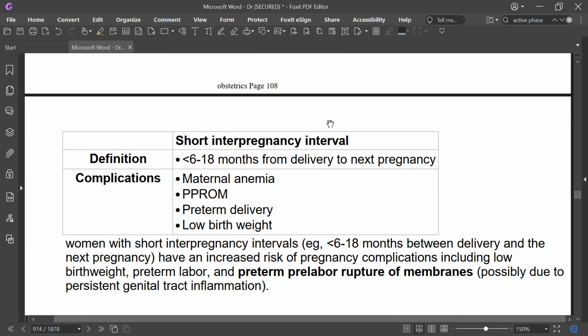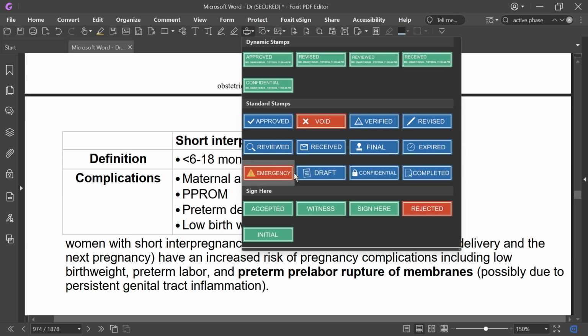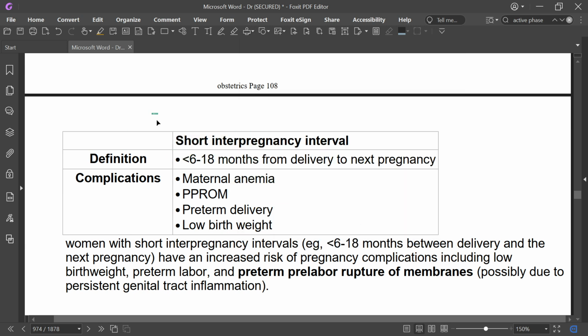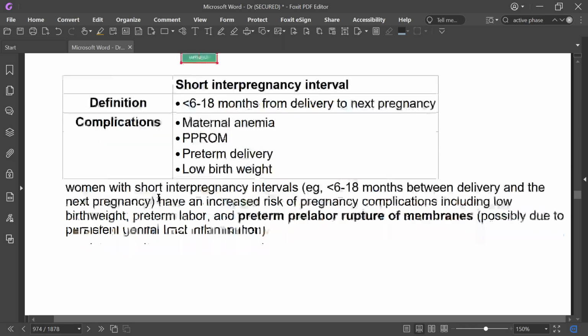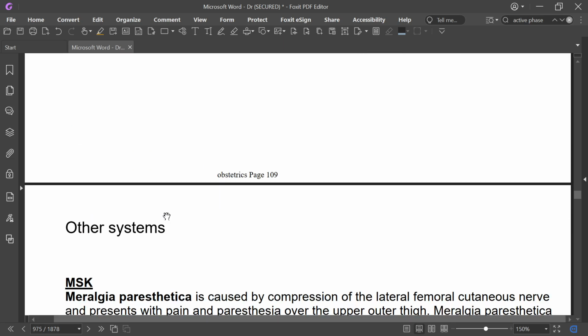Short interpregnancy interval, less than 6 to 18 months from delivery to next pregnancy. Risks include maternal anemia, preterm delivery, low birth weight, and preterm prelabor rupture of the membranes.